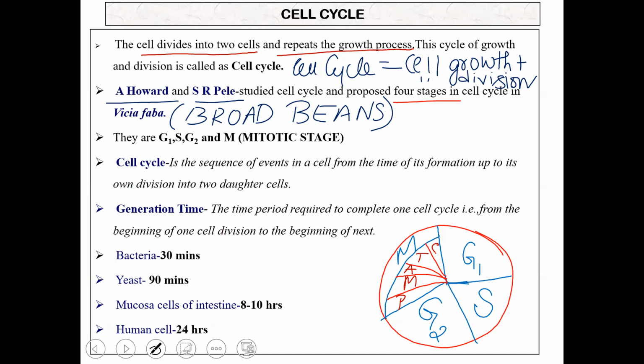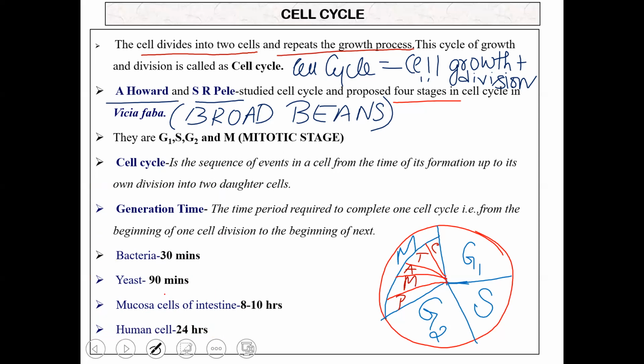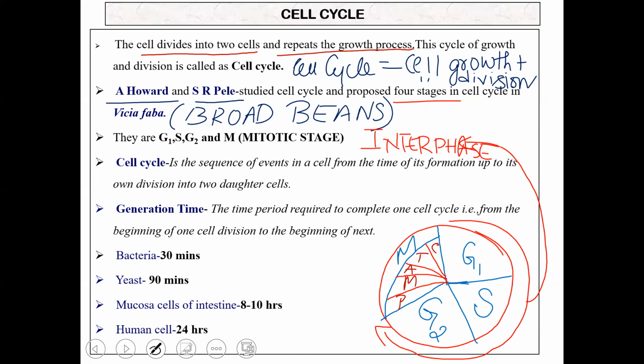All right. So the phases here are broadly classified into 2. G1 phase, S phase, and G2 phase altogether is called interphase. The next phase, that is M phase, can be mitotic stage. Okay, it can be mitosis or it can be meiosis stage. So I hope this is clear to you.